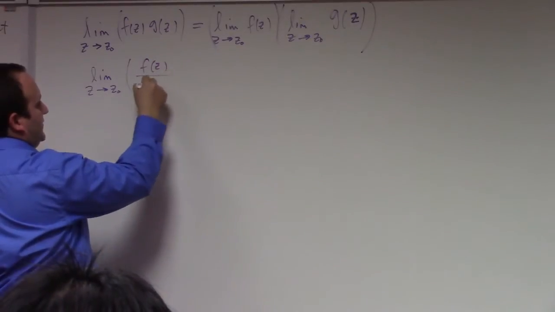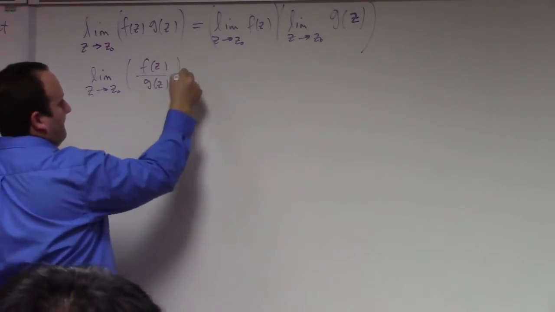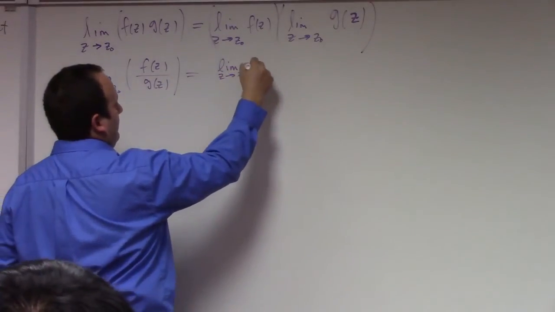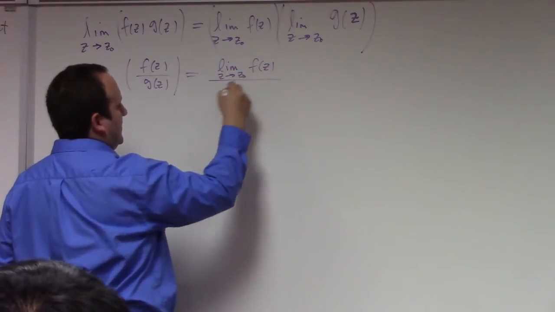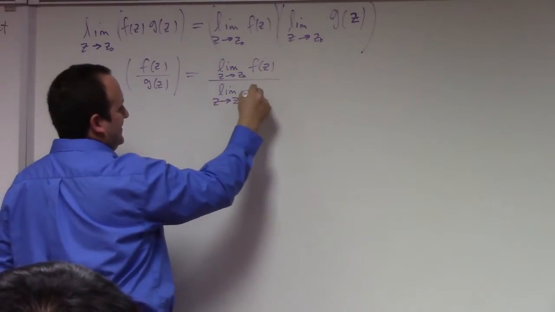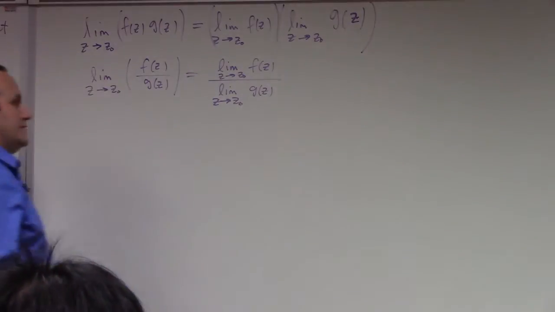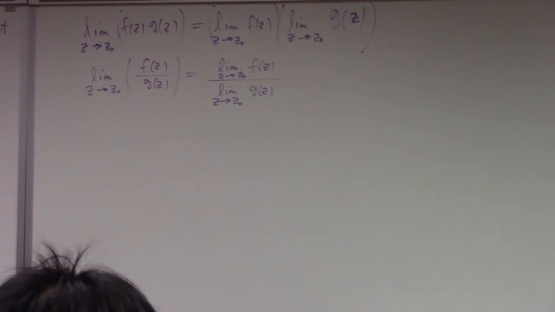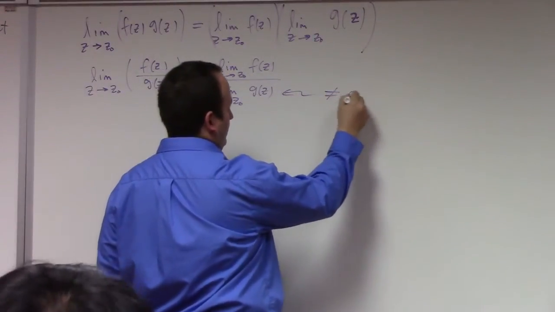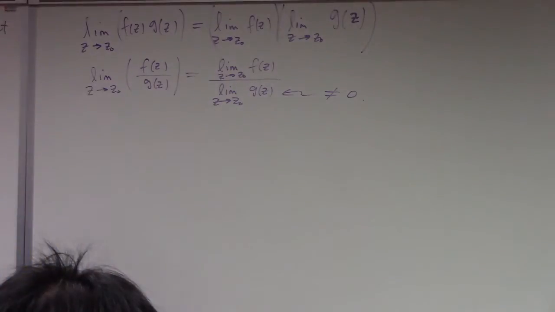How about the limit of a quotient? When does this limit exist? I'm starting to really wish I just wrote lim everywhere. I'm writing lim as z goes to z naught. So much writing. That's true only if both limits exist and what? Right, assuming the limit of g is not equal to 0. Very good.